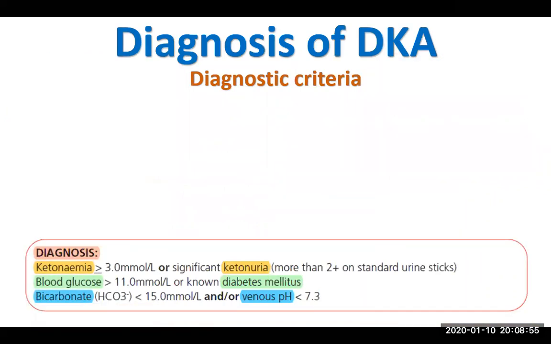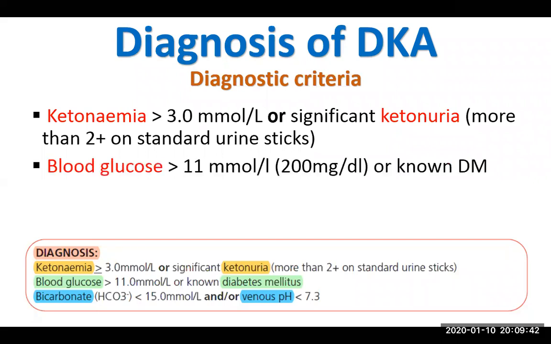The diagnosis of DKA depends upon three criteria. The first one is ketonemia, which means the ketone body in the blood is more than or equal to 3 millimole, or significant ketonuria, which means ketonuria of 2 plus or more by Dipstick. This is one criterion for diagnosis of DKA. Another criterion, blood glucose is more than 11 millimole or known to be diabetic. The third one is bicarbonate less than 15, or venous pH less than 7.3. These are the diagnostic criteria for DKA. All criteria must be present to diagnose your patient as DKA.